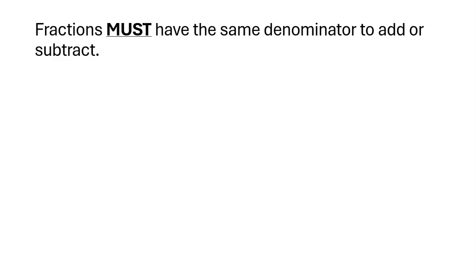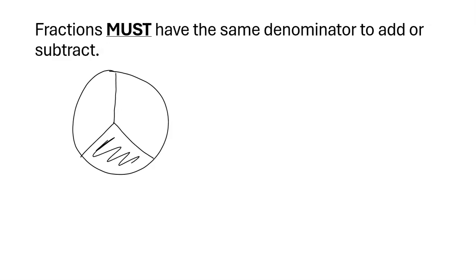And that key thing is that the fractions must have the same denominator in order to be able to add or subtract them. So for example, if I imagine I have a circle and I have it split into three sections here, so there's 1/3, there's another third there, and I want to do 1/3 plus 1/3. What I'm going to get is 2 of the thirds.